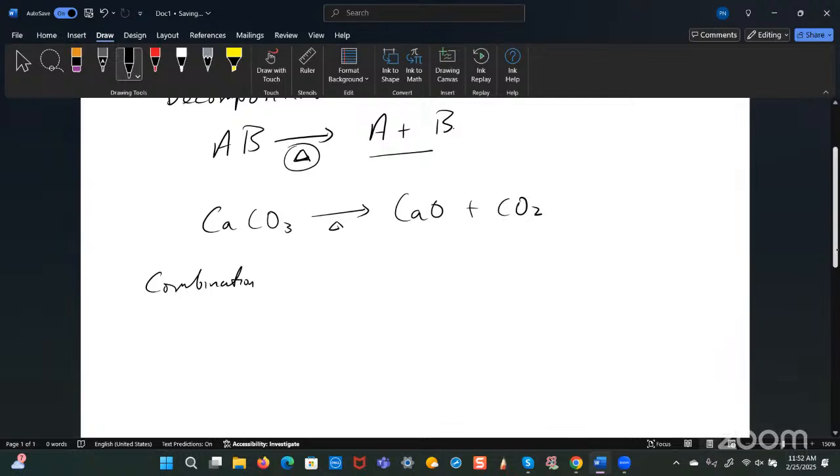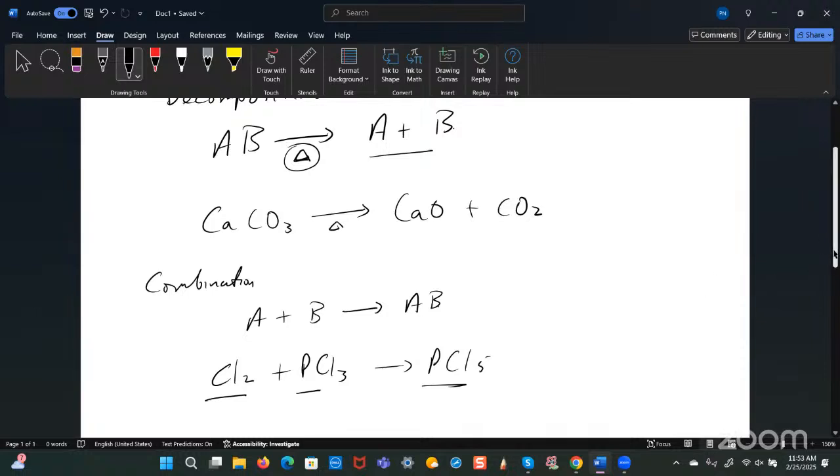is where we have A reacting with B, and they come together to form 1 product, AB, right? Okay, what would be a good example? A good example of this would be Cl2 plus PCl3, to give PCl5, right? So as you can see, you're adding 2 substances, they react with each other, and you end up with only 1 product, right? So that's basically what combination is, right?